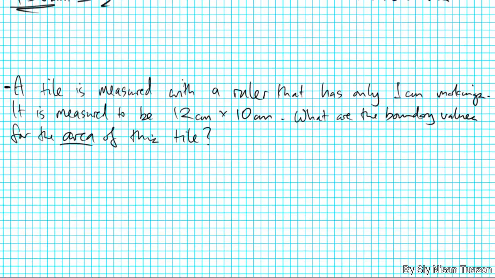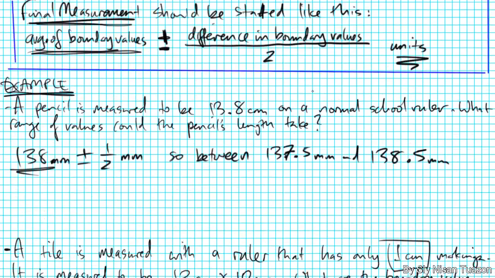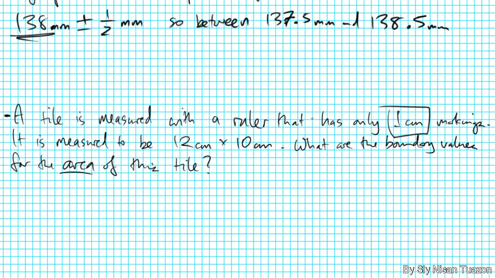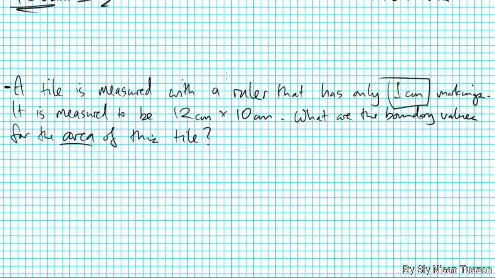So this example is a tile measured with a ruler. The difference is it's only got 1 centimeter graduations, 1 centimeter markings, and we measure it to be 12 centimeters by 10 centimeters. So actually, before we can even do that, we have to do some maths, because it's giving us 2 measurements here and we need to find the area. So what are the boundary values for the area of this tile?